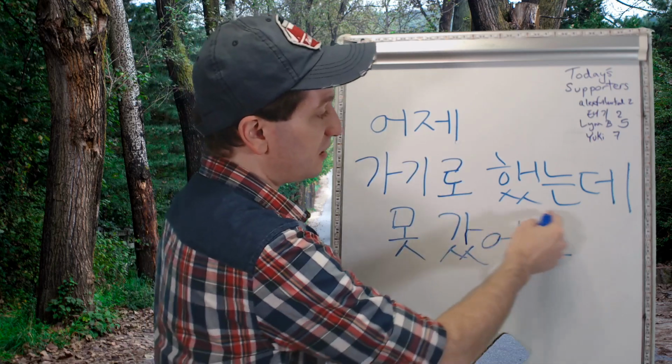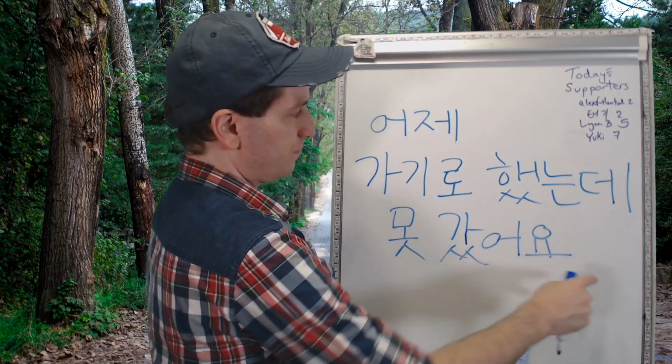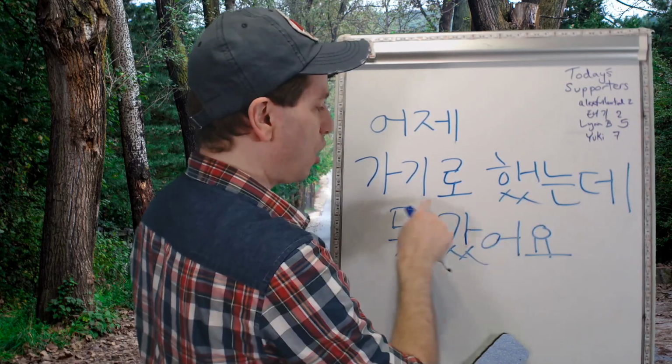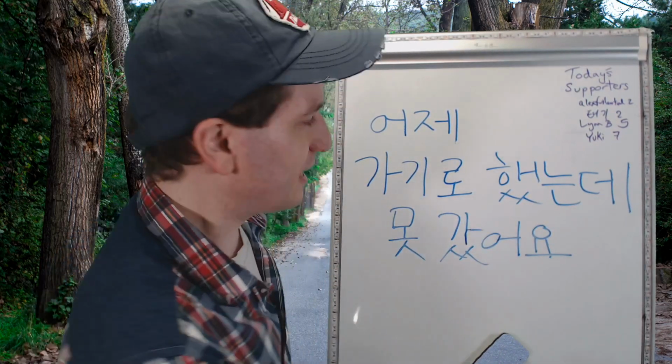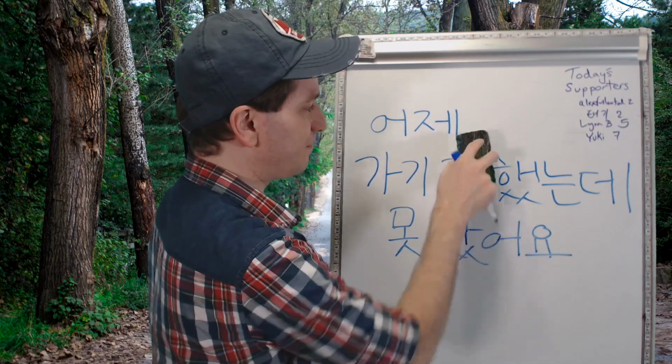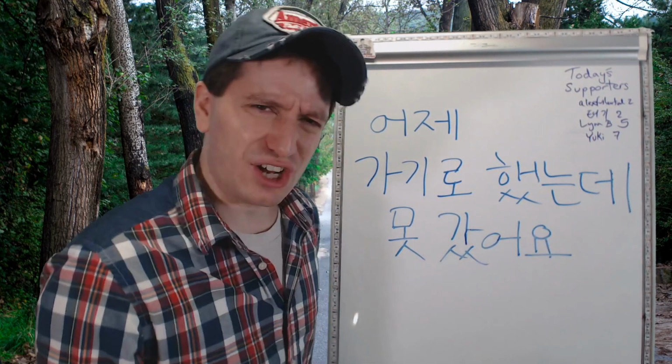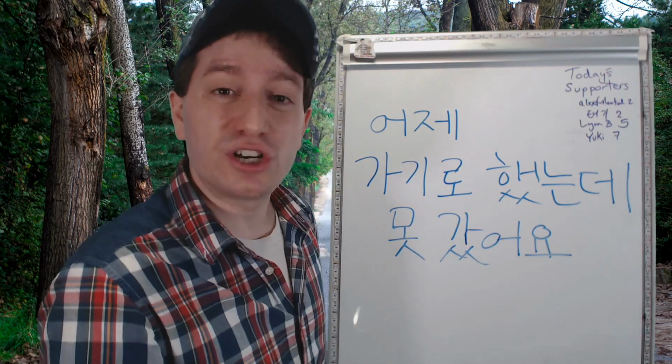Let's do our next sentence. 어제 가기로 했는데 못 갔어요. I decided to go. 가다. 가기로 했는데. Yesterday. 어제 가기로 했는데. But 못 갔어요. I couldn't go. So I decided to go yesterday, but I couldn't go.